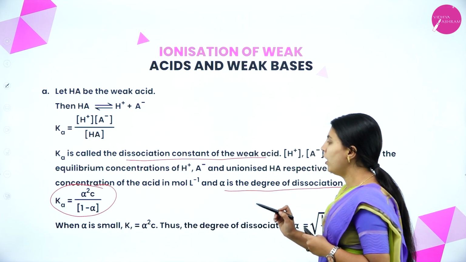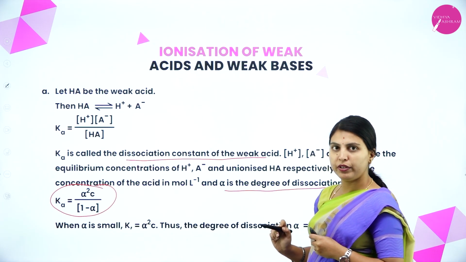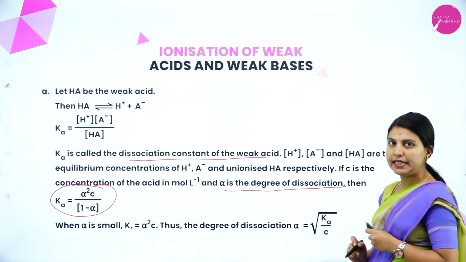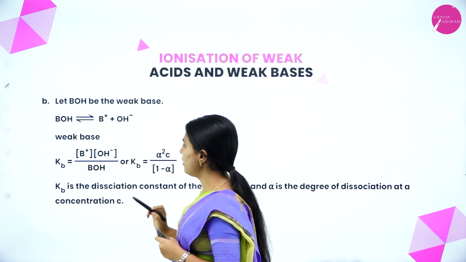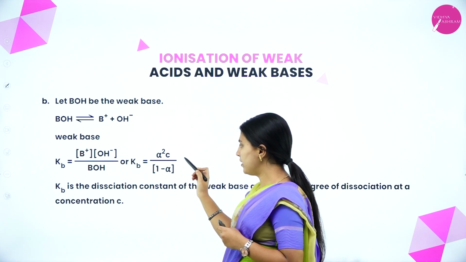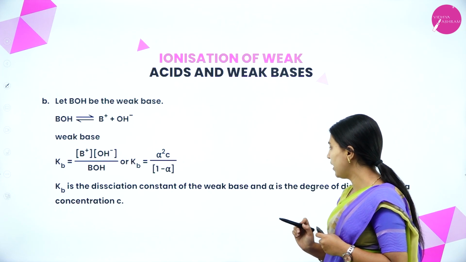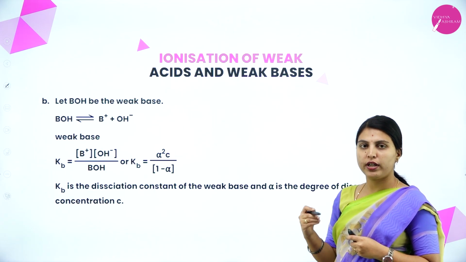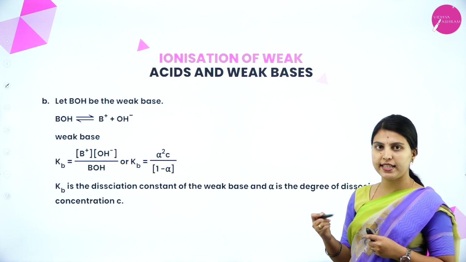When alpha is small, Ka equals alpha square C. Here 1 minus alpha will be neglected. The degree of dissociation alpha equals root of Ka by C. For base, let BOH be the weak base. BOH equilibrium B plus OH minus, with an equilibrium constant; you know how to write it. Kb equals alpha square C by 1 minus alpha. Kb is the dissociation constant of the weak base and alpha is the degree of dissociation at concentration C. For acid and base, the same formula applies; you just have to change the acid or base as A or B respectively.